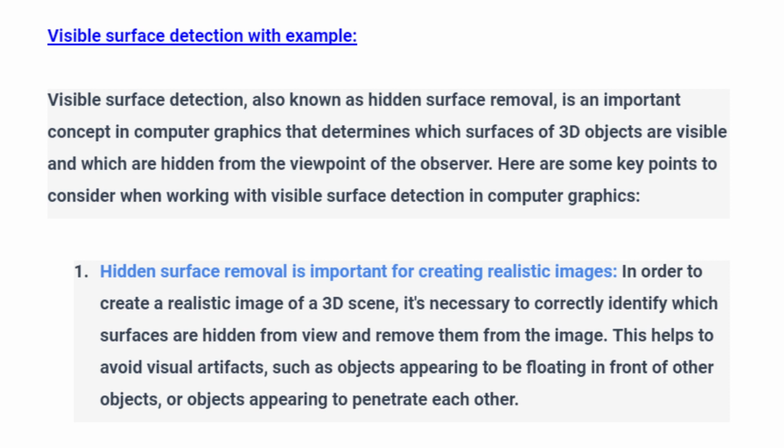Hidden surface removal is important for creating realistic images. In order to create a realistic image of a 3D scene, it's necessary to correctly identify which surfaces are hidden from view and remove them from the image. This helps to avoid visual artifacts, such as objects appearing to be floating in front of other objects, or objects appearing to penetrate each other.